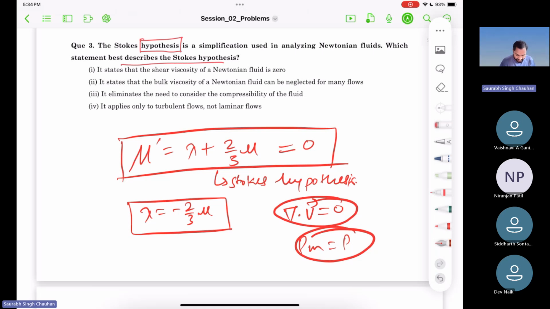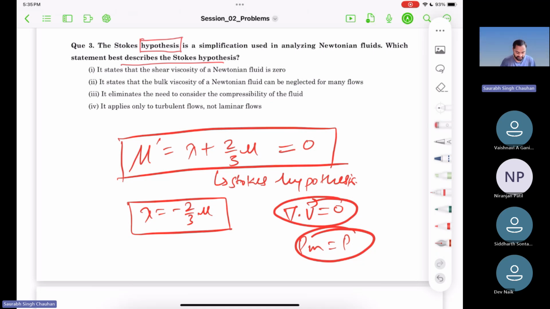Four options are there. The first option states that the shear viscosity of a Newtonian fluid is zero. So yes, it is incorrect, right? The Stokes hypothesis does not say anything like that. The second option says that the Stokes hypothesis states that the bulk viscosity of a Newtonian fluid can be neglected for many flows. The third option says it eliminates the need to consider the compressibility of the fluid. Again, this is not correct. If the flow is incompressible, then you don't even need this hypothesis. The fourth option says it only applies to turbulent flows, not laminar flows. Again, this is not correct.